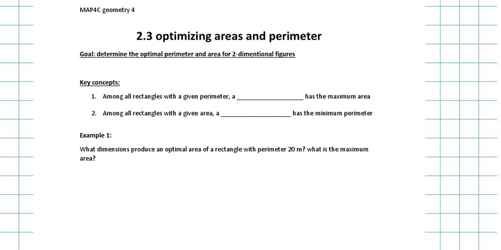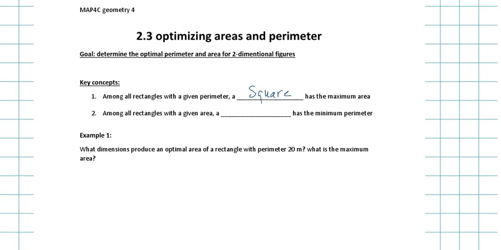Okay, so we're still optimizing area and perimeter. We're still working with 2D shapes, but we're going to start working with optimization with restriction. The easy stuff is optimizing without restriction. Among all rectangles with a given perimeter, a square has the maximum area. We just discovered that, we talked about that. We have the questions with that.